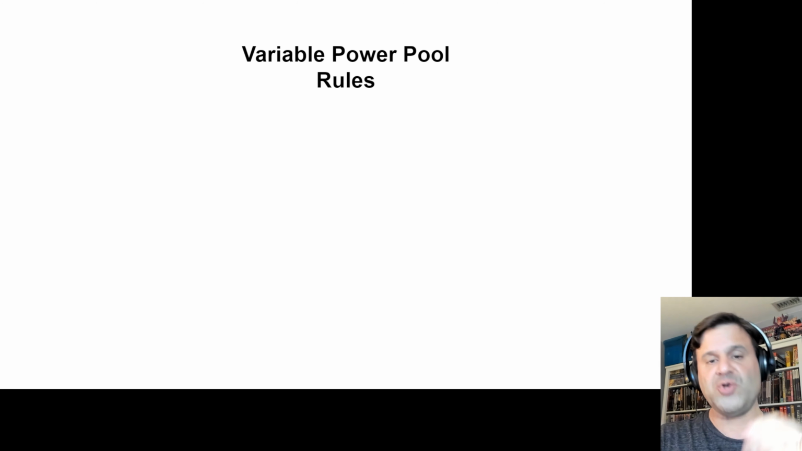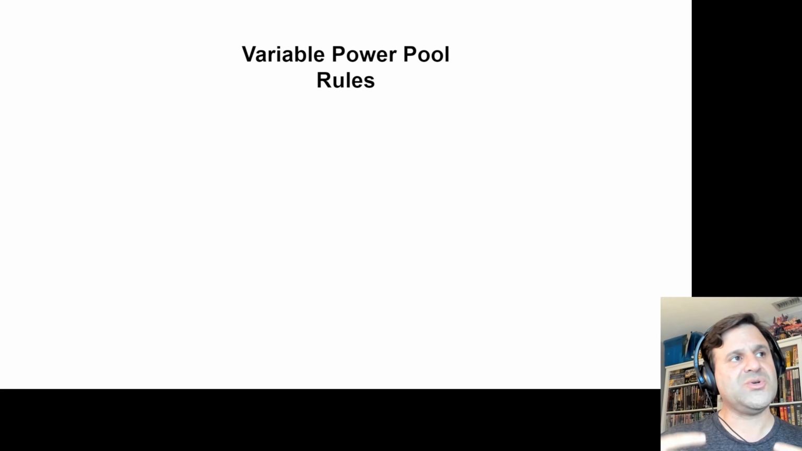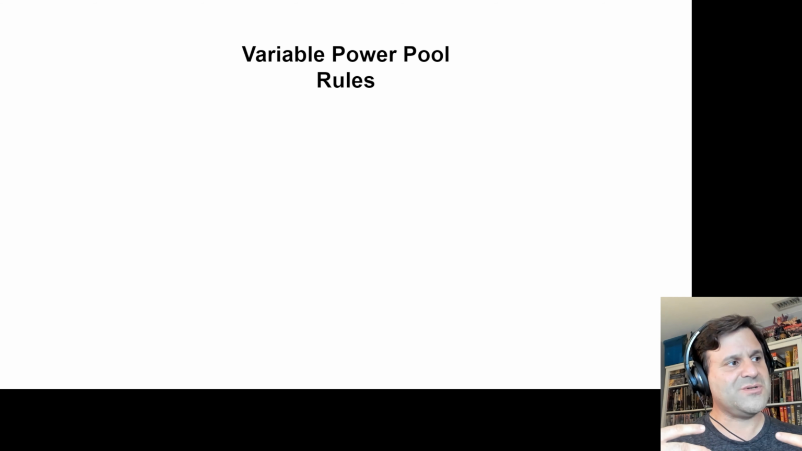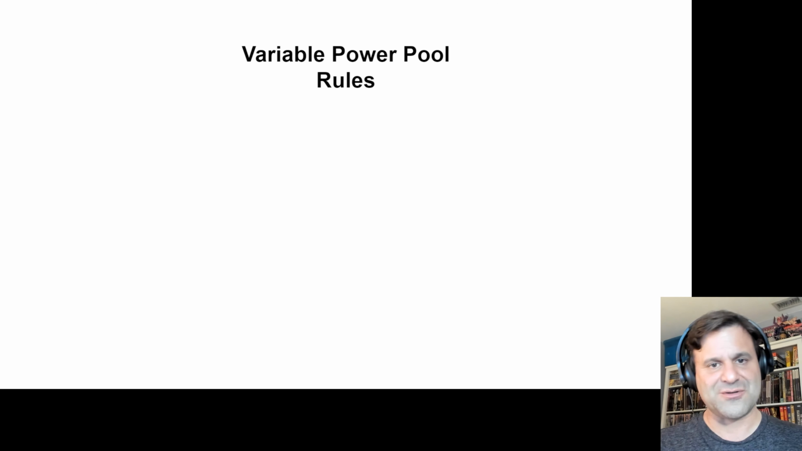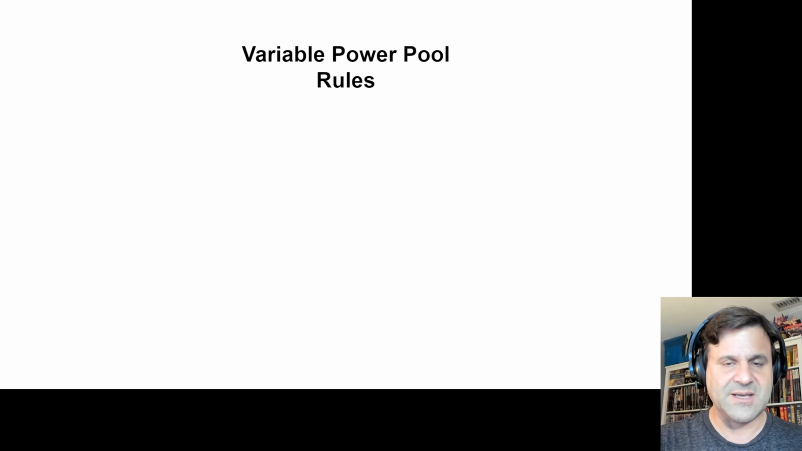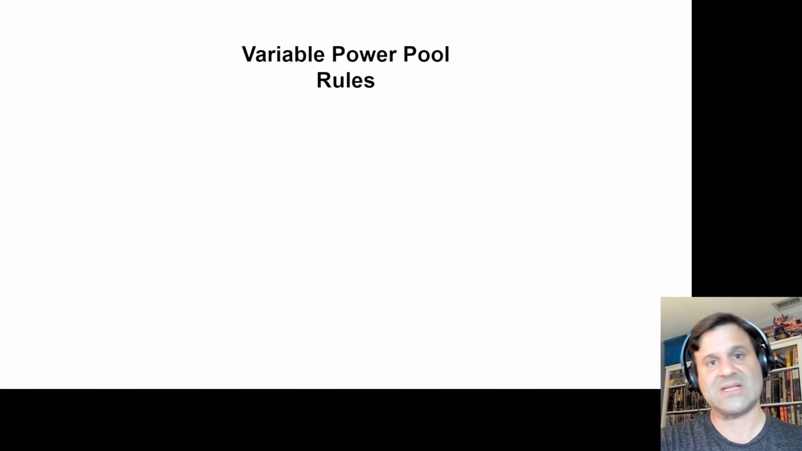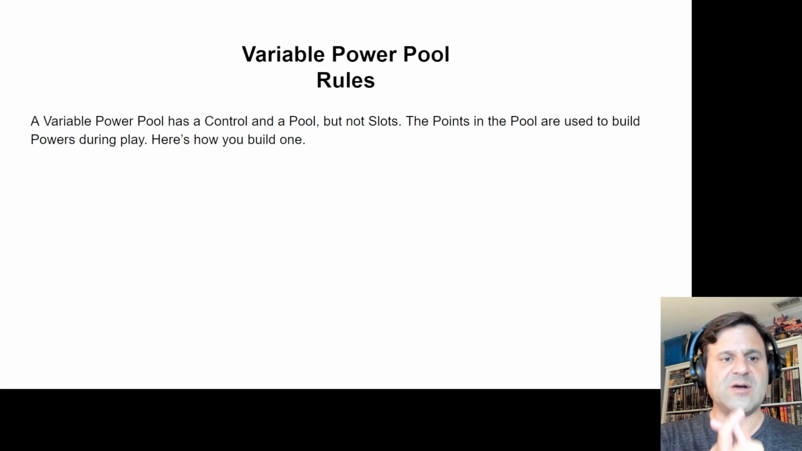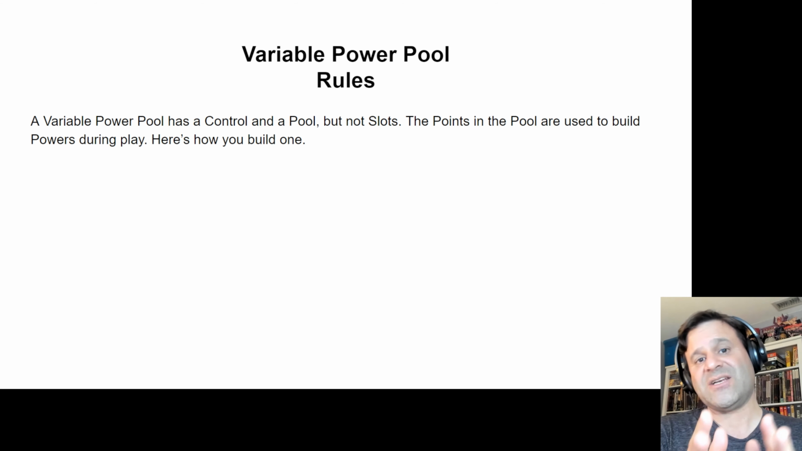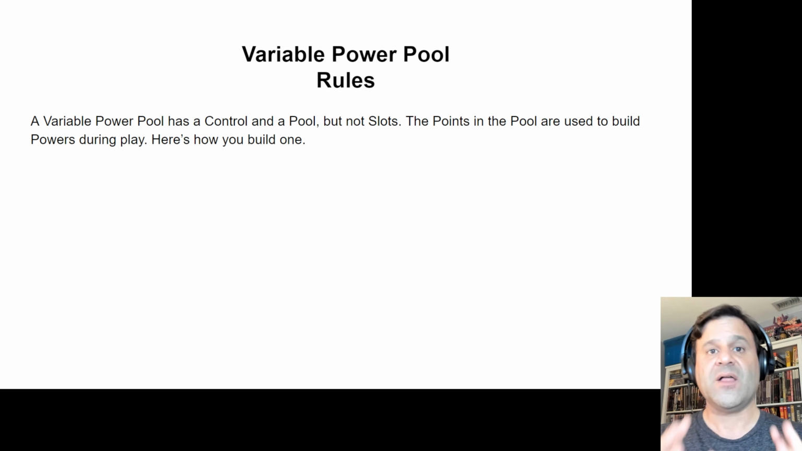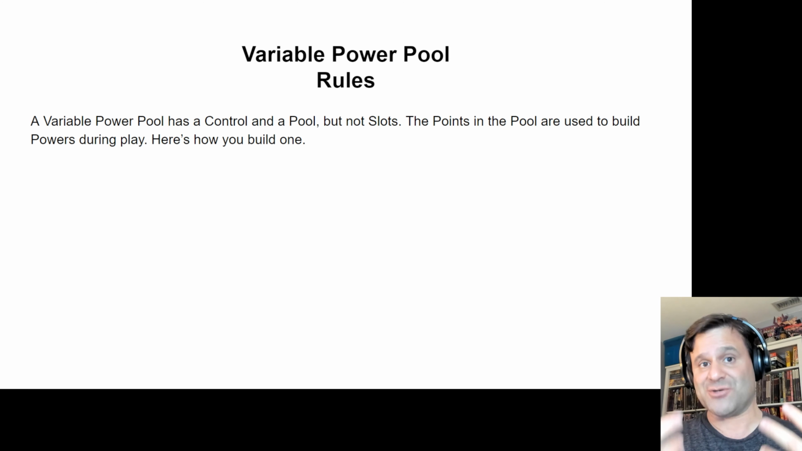And you'd be building, as a player, you would be building powers on the fly to reflect, right, the character's versatility. All right. Or maybe you have a character like the Green Lantern whose power ring just allows them to do just about anything, right? Especially later on in their publication run. So that would be a way of building a character like that. And the rules around variable power pools are as such. Variable power rules have a control and a pool, but they don't have slots, right? The points in the pool are used to build powers during play.